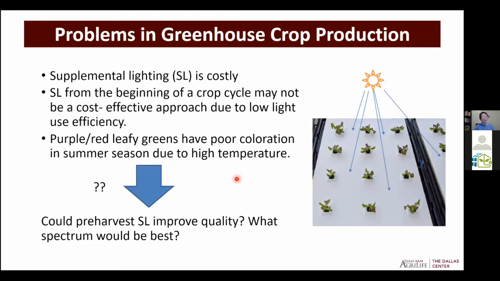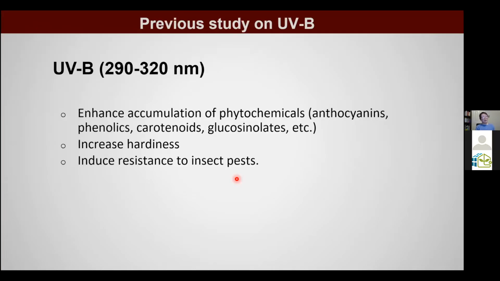We also heard from our local growers that they could not produce purple or red leaf lettuce, which is actually one of the essential ingredients for mixed greens. So how can you produce those varieties during the hot summer season? We wanted to see if we could use pre-harvest supplemental lighting to improve the quality. And if so, what is the best spectrum? So we conducted a series of experiments to answer this question.